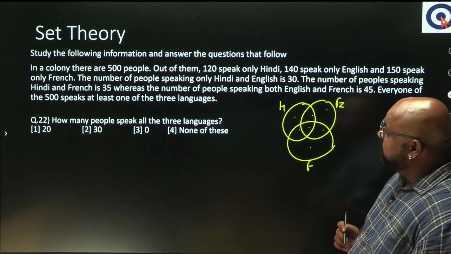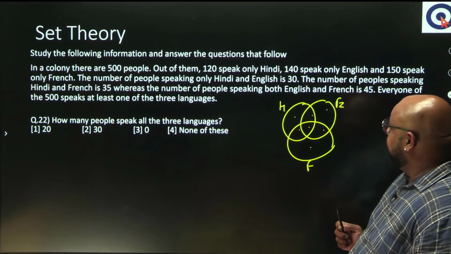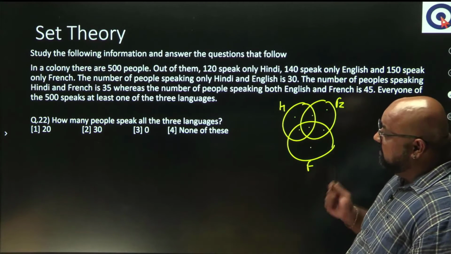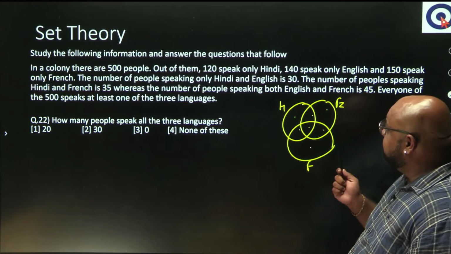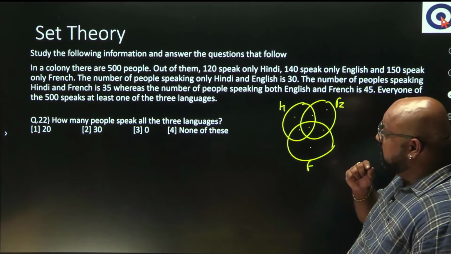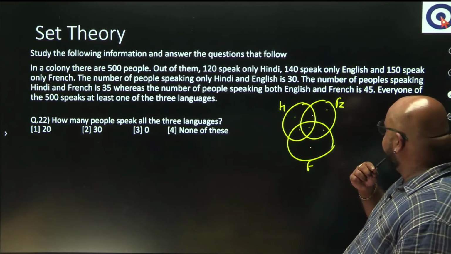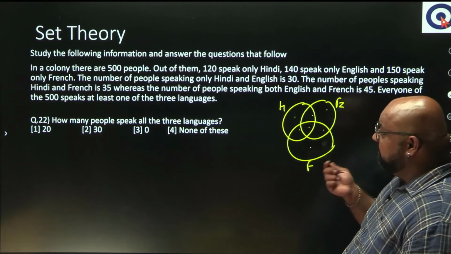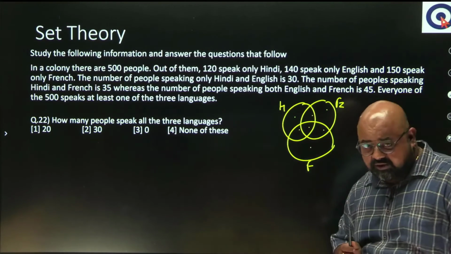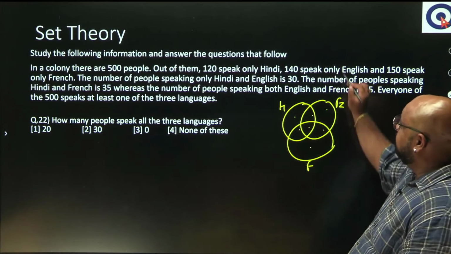The number of people speaking only Hindi and English is 30. Number of people speaking Hindi and French is 35, whereas the number of people speaking both English and French is 45. Everyone of the 500 speaks at least one of the 3 languages. Okay. So here this word is very important.